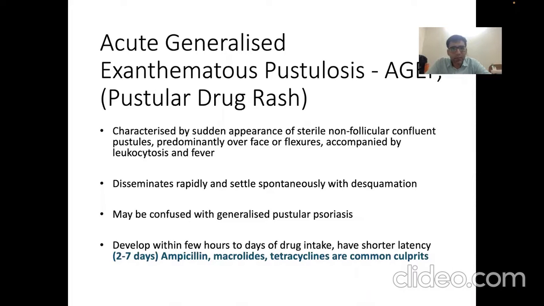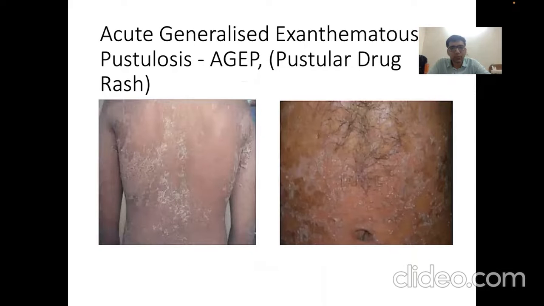Next topic is acute generalized exanthematous pustulosis, seen as a sudden appearance of sterile non-follicular confluent pustules over the face or flexures, accompanied by leukocytosis and fever. May be confused with generalized pustular psoriasis, developing within a few hours to days of drug intake, like 2 to 7 days. Tetracyclines and macrolides are most common.